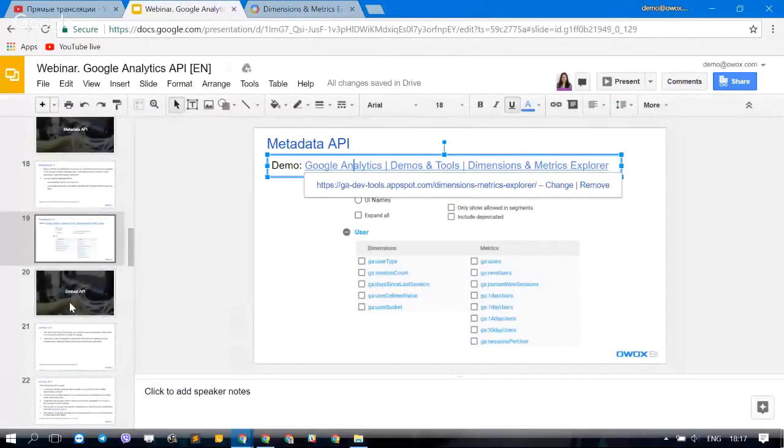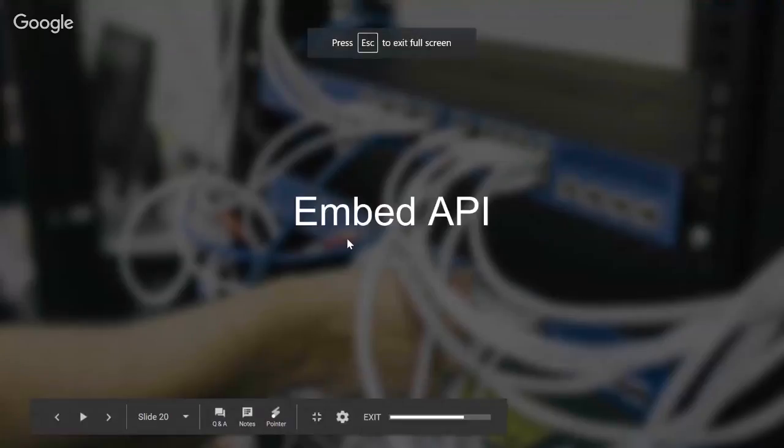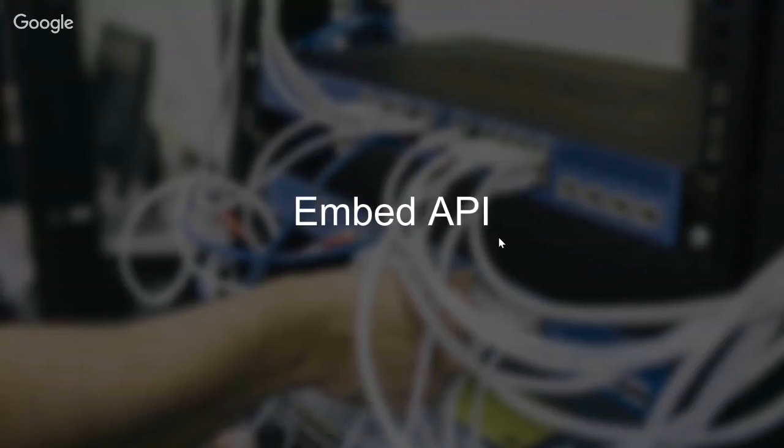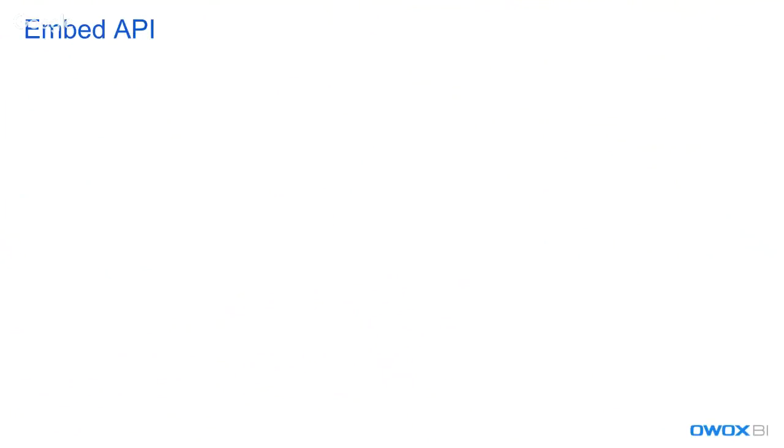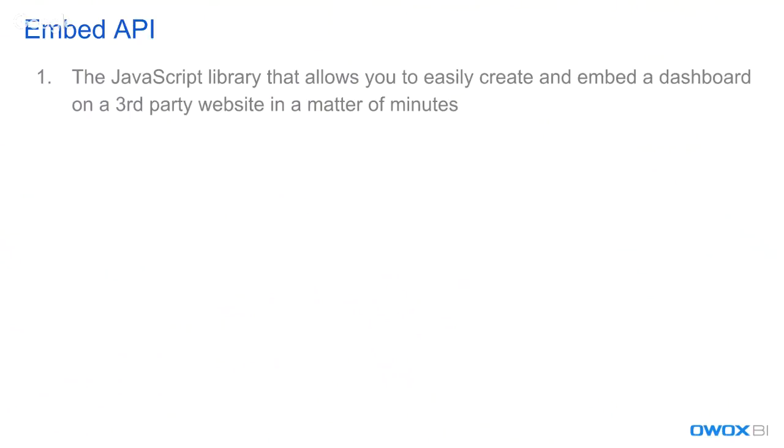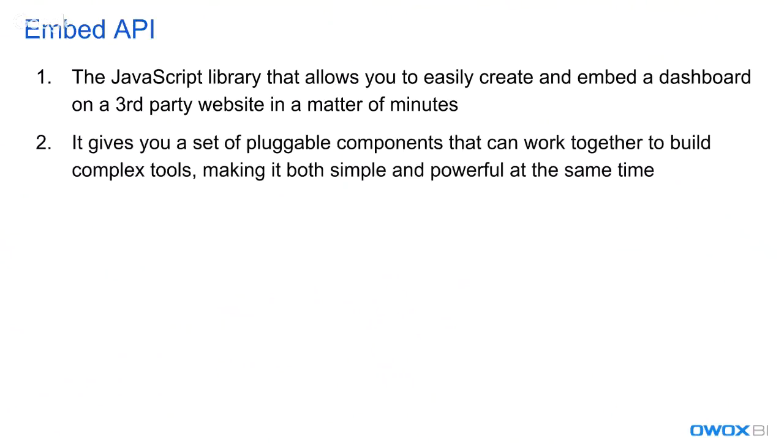Let's move on and talk a few words about Embed API. This tool is not very popular among Google Analytics users, but we will tell you a few words about it. Embed API is a set of JavaScript libraries that allows you to easily create and embed a dashboard on a third-party website in a matter of minutes. It gives you a set of pluggable components that can work together to build complex tools, making it both simple and powerful at the same time.